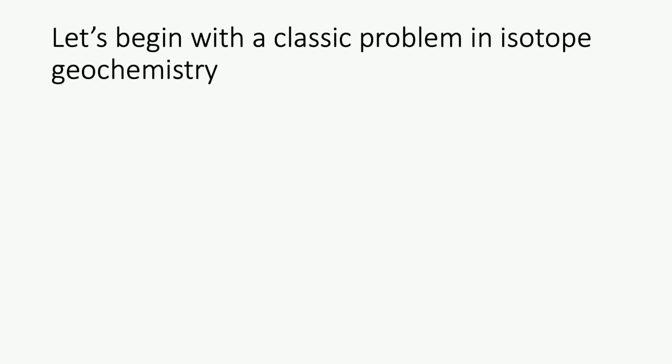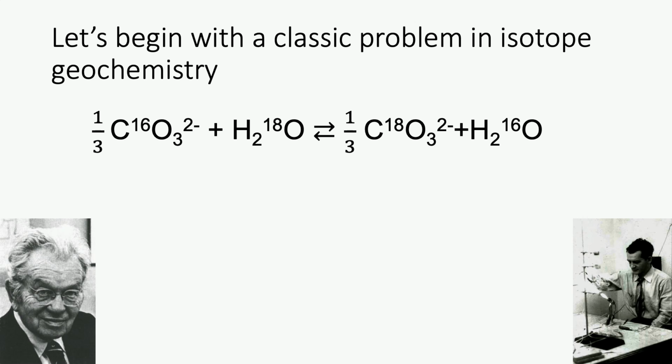All right, so I want to begin with a classic problem in isotope geochemistry to set the stage for why one would ever bother thinking about clumped isotope geochemistry, and it's to look at what Harold Urey on the left and Sam Epstein on the right were working on in the late 40s and early 50s, and that's oxygen isotope geothermometry. If we look at this equation, on the left side we've got carbonate with no rare isotopes, water with one rare isotope, substituting for a carbonate isotopologue with all rare isotopes of O18 and an unsubstituted water.